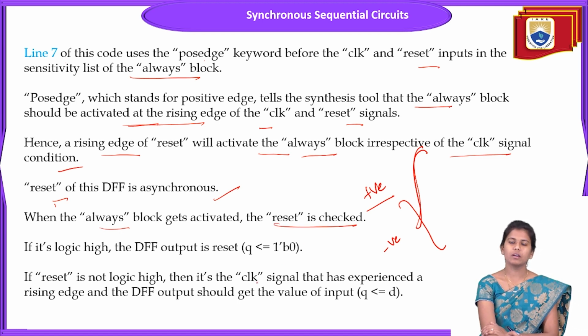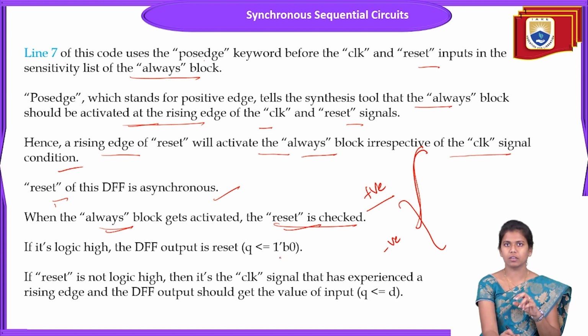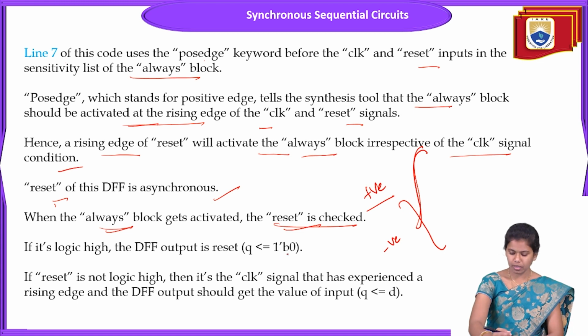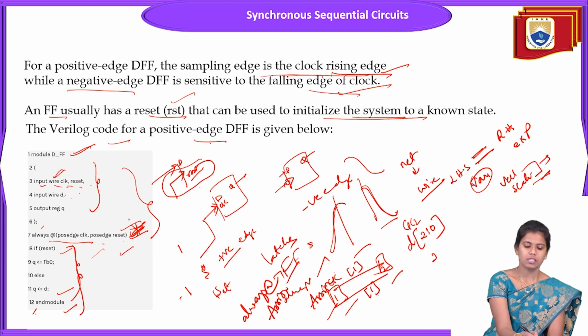So in the previous code, we have written always at the rate positive edge clock and positive edge reset. So here the always block will be activated when the reset is checked. When the reset button is checked, then obviously the always block will be activated. Sometimes the reset may go 0 and sometimes 1, based on the condition. And this reset is checked based on the always block.